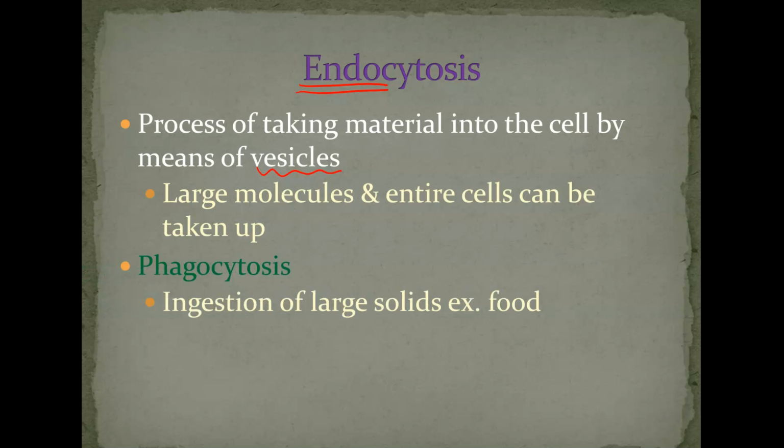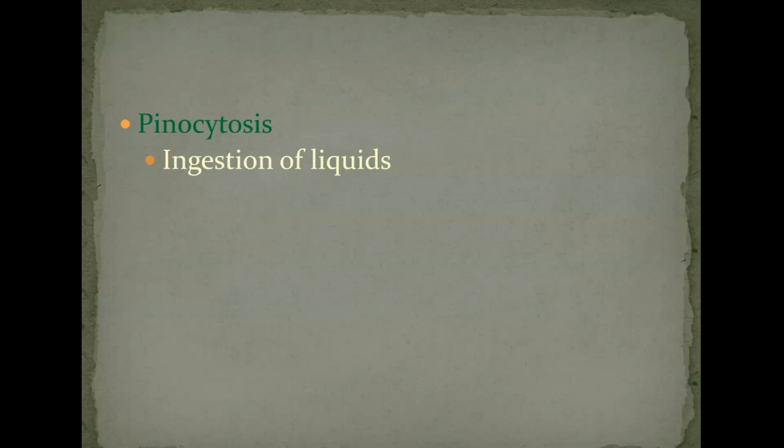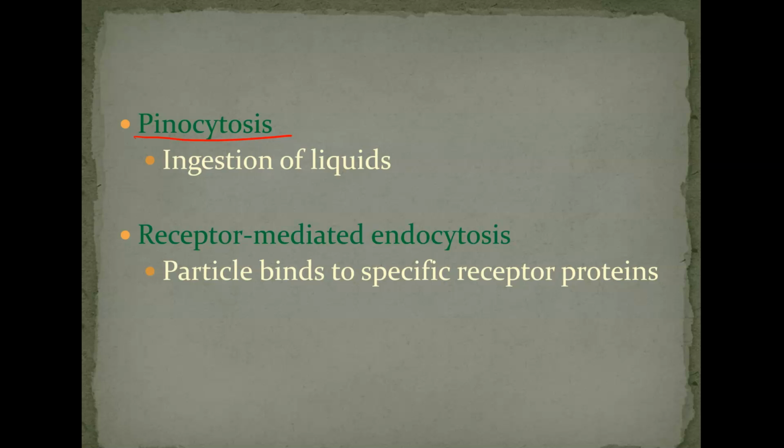So there's a couple of different types of endocytosis. The first one is called phagocytosis, and that's going to be taking in solids. Our next type is called pinocytosis, and that's going to be taking in liquids. And the last one is called receptor-mediated endocytosis. So when this happens, we're going to see particles binding to the cell membrane, which is going to trigger it to pull that material into the cell membrane.